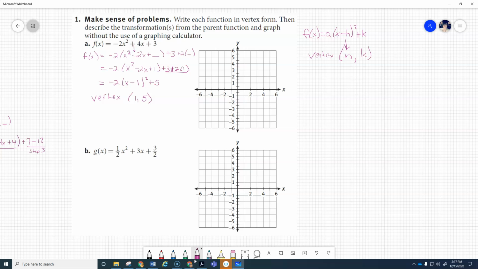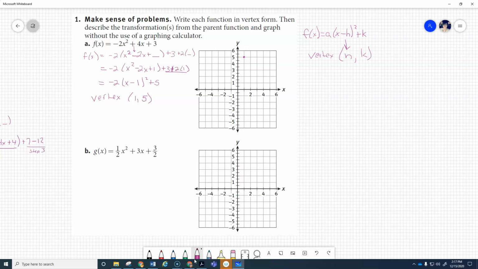So if you see minus, you write down a positive. If you see plus, you write down a negative for h. Change the sign of h, keep the sign of k. So the vertex is: change the sign on the 1, keep the sign on the 5. So the vertex is at 1, 5.